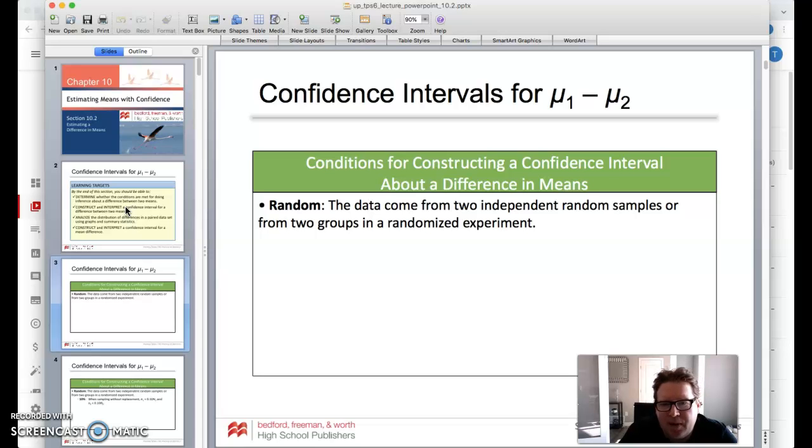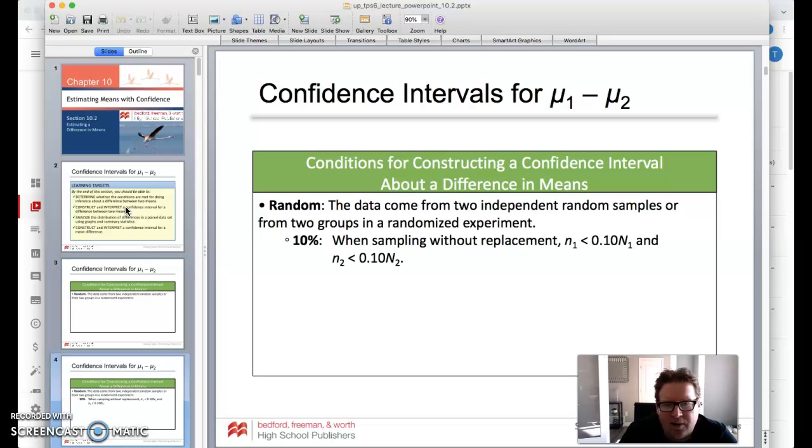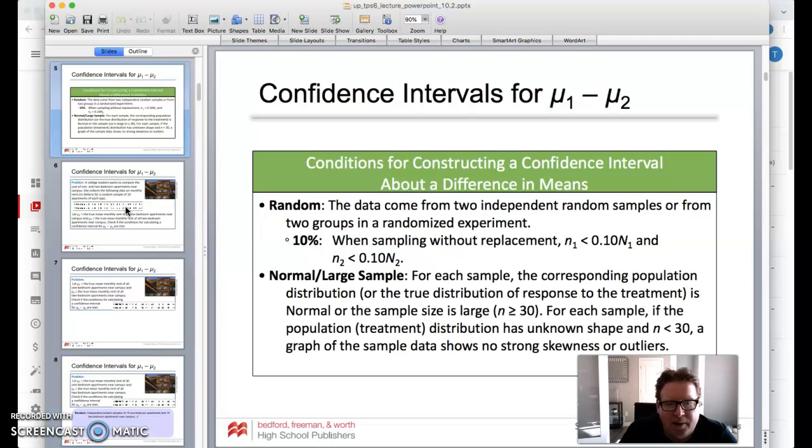Now remember the conditions we have to have. It's got to come from random samples, or a randomized experiment. The 10% condition, we know that each of those has to be there. And then for the normal large sample condition, for each sample, the corresponding population is normal or the sample size is large. It's got to be bigger than 30. So for each sample, if the population distribution has an unknown shape and n is less than 30, a graph of the sample data shows no strong skewness or outliers is what we have to check.